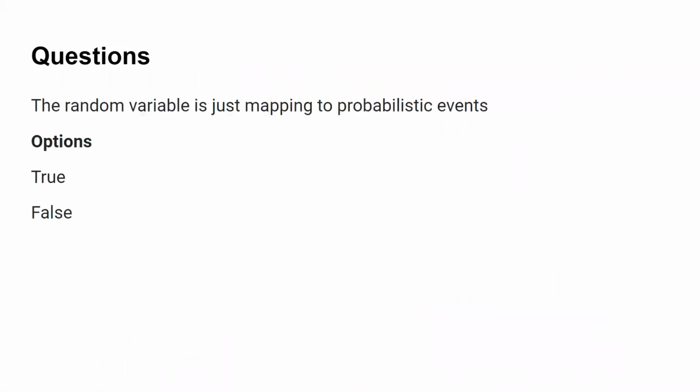Can you answer this? A random variable is just a mapping to a probabilistic event. Yeah, the answer is true.